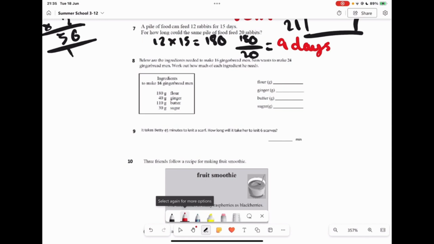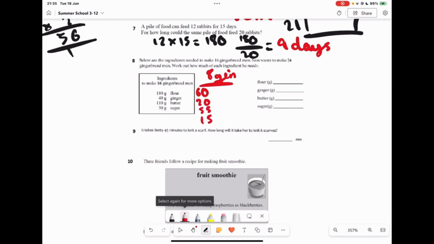In this case, we'll divide by 2 to get the scale of 8 gingerbread men, and then we'll multiply by 3. So first, we're going to take 180 grams of flour, and when this is divided by 2, we'll have 90. So what we're writing here is 8 gingerbread men, 90 grams of flour. 40 divided by 2 will be 20. 110 divided by 2 will be 55. And 30 divided by 2 will be 15. So this is a scale for 8.